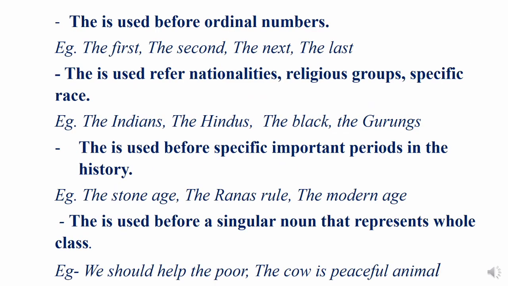And now the next rule. The is used before ordinal numbers. 1, 2, 3, 4 are cardinal numbers, and before them we don't use the article. But first, second, third, next, last, fourth, fifth are called ordinal numbers. Before ordinal numbers we use the article. Example, the first, the second, the next, the last, etc. Okay, let's go to the next rule here.